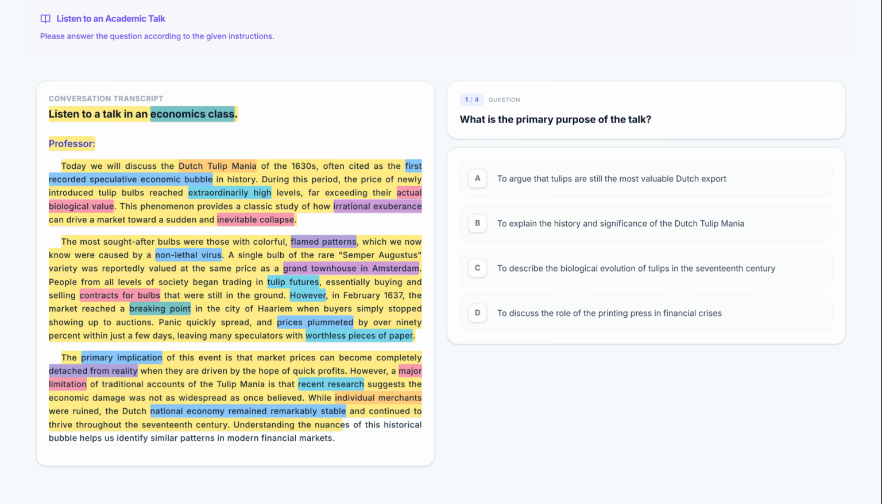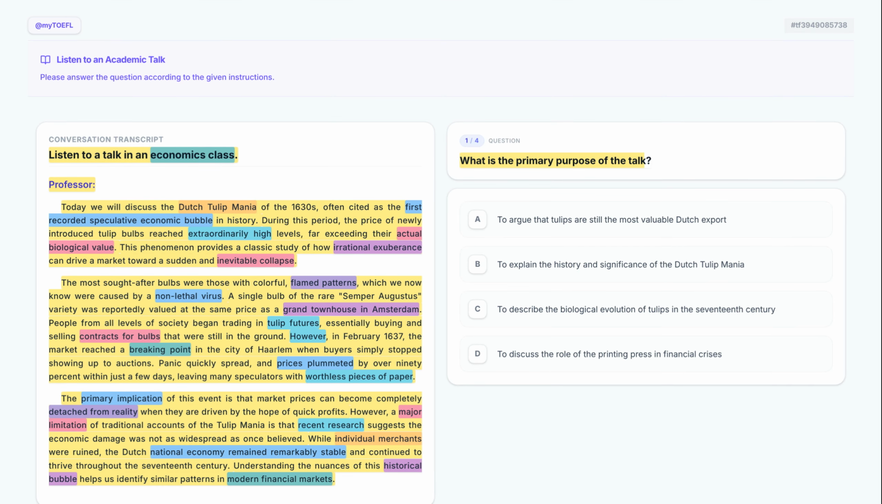Understanding the nuances of this historical bubble helps us identify similar patterns in modern financial markets. The talk ends by connecting the past to the present, suggesting that these historical bubble patterns are still relevant in modern financial markets. What is the primary purpose of the talk?